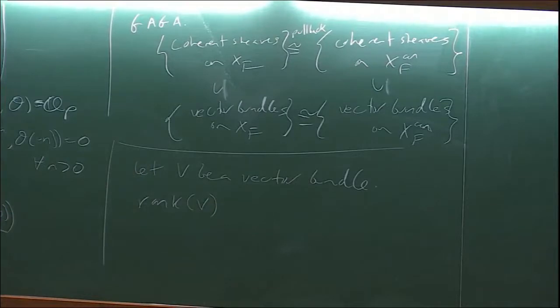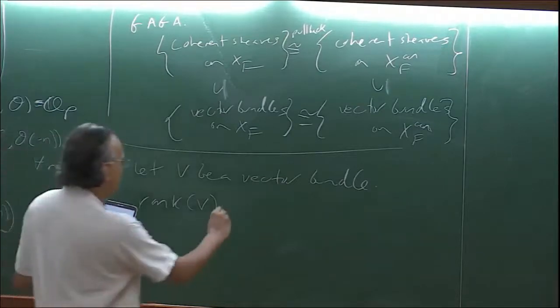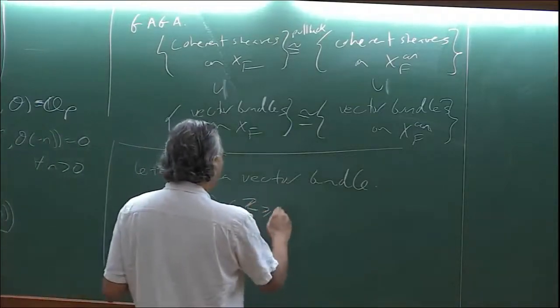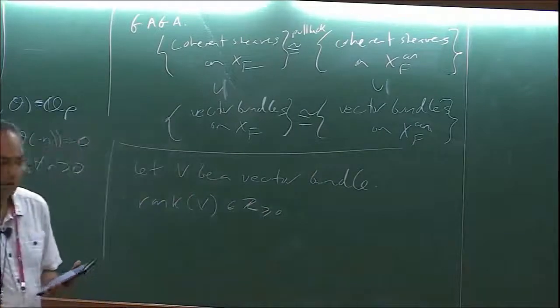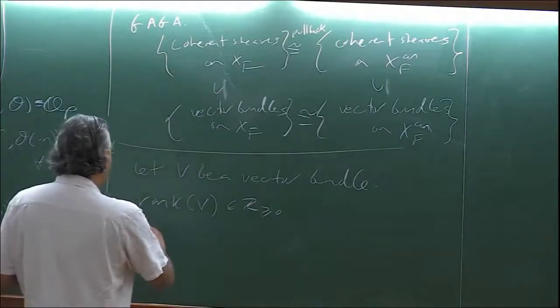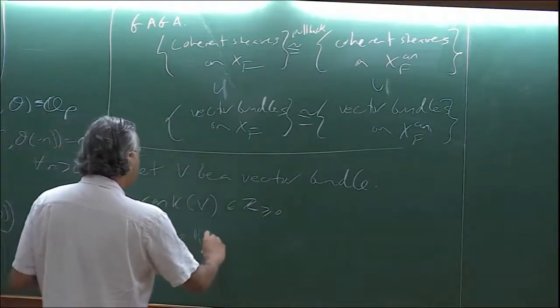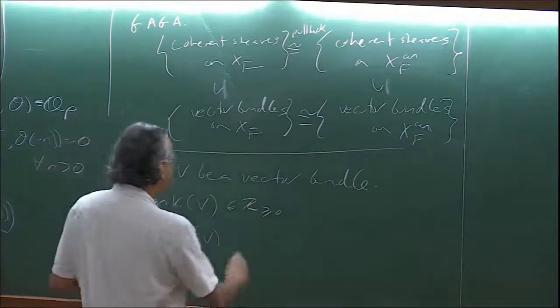I'm going to associate to V several numerical invariants. One is the rank. The rank is a locally constant function, but these spaces are connected, so the rank is a unique non-negative integer. The rank is always some well-defined non-negative integer for the vector bundle. Then there's the degree of V.